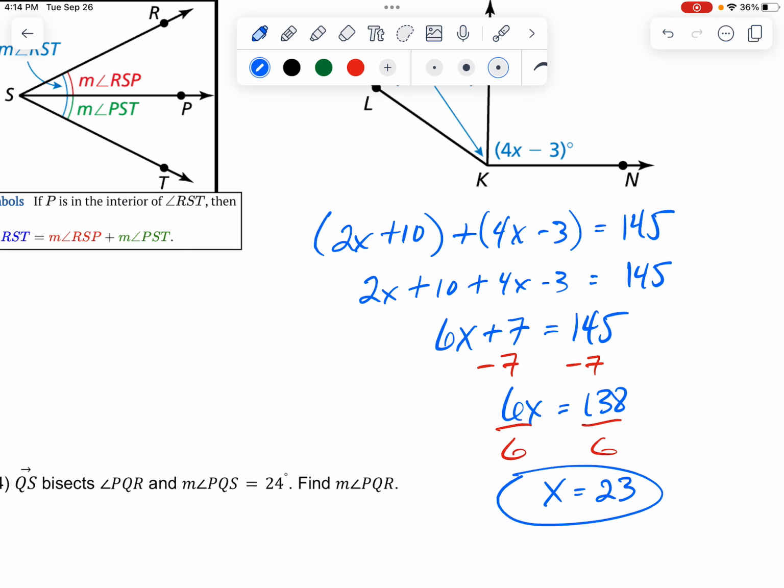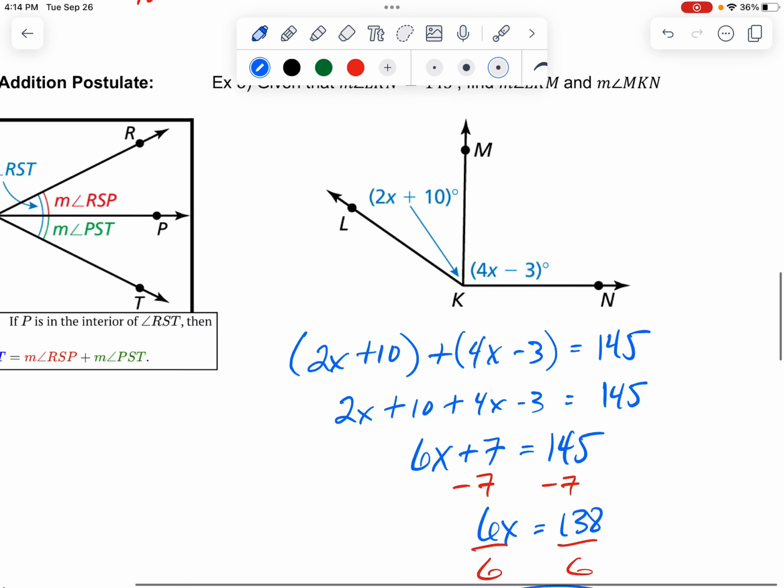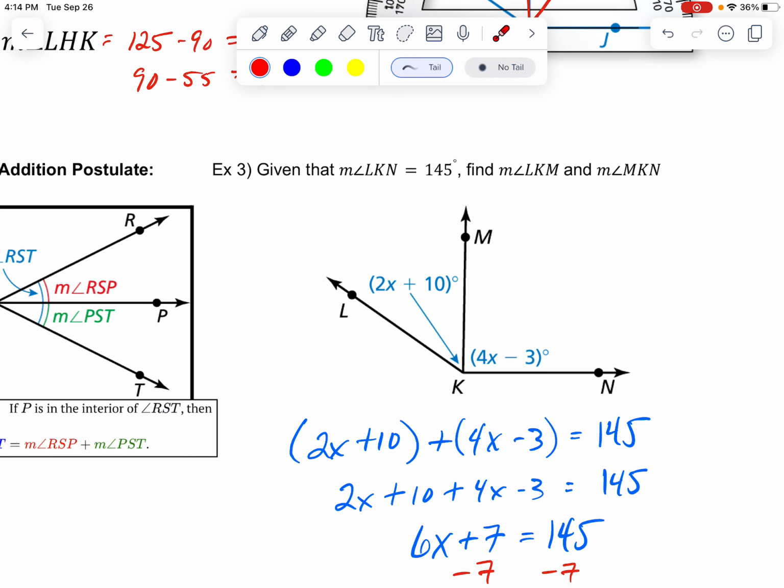But we're not done, because remember, we wanted to find the measures of these two angles. So since I know x is 23, now I can just substitute that in here. So instead of 2x, I can just write 2 times 23, because x is 23, plus 10. 2 times 23 is 46, plus 10 is 56 degrees.